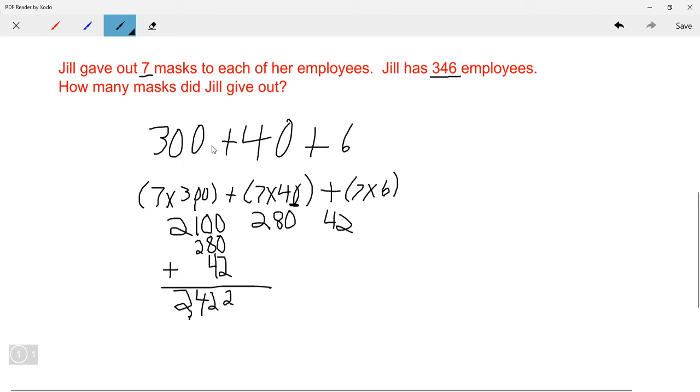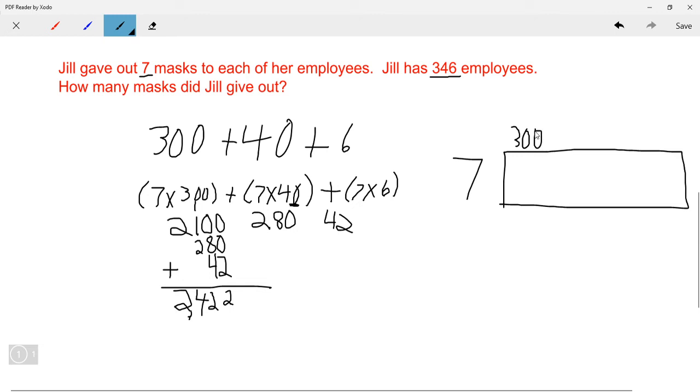Now we can do the area model. So we can put 7 here, then 300, 40, and I'm sorry, not 7, 6, and sometimes you'll see the area model where the 300 will take up almost all of it, and then the 40, and then the 6 will take up like a tiny sliver of this.